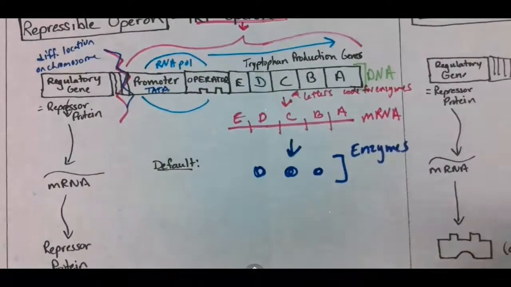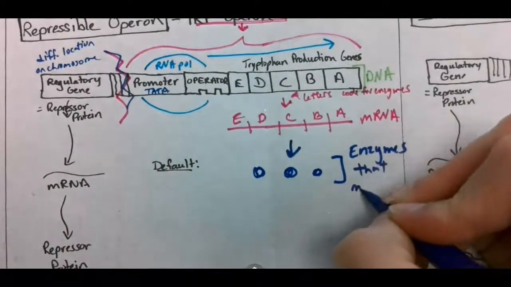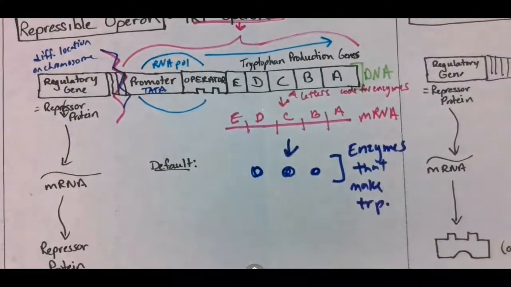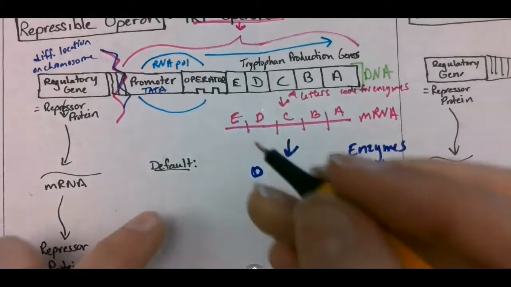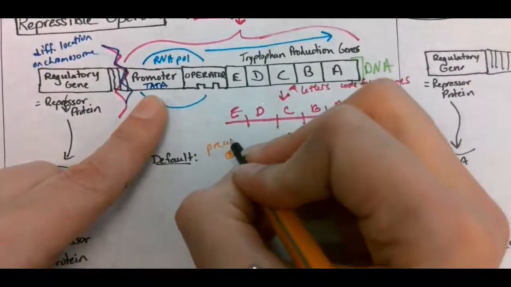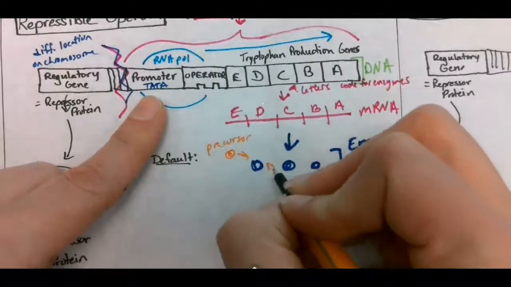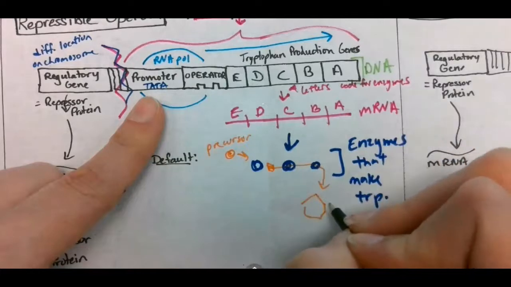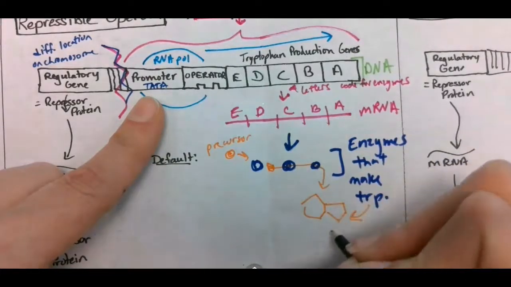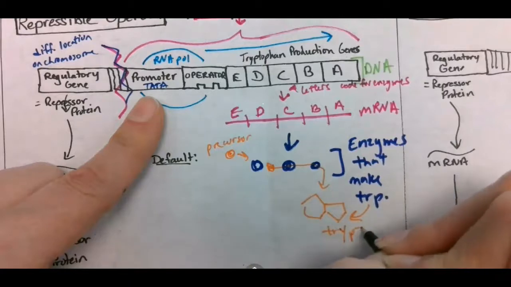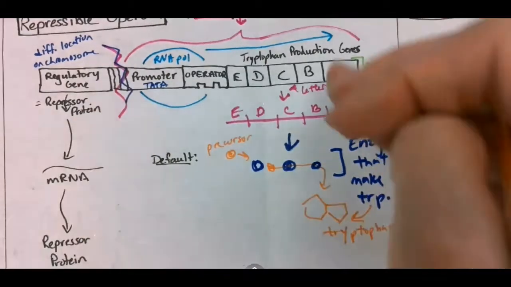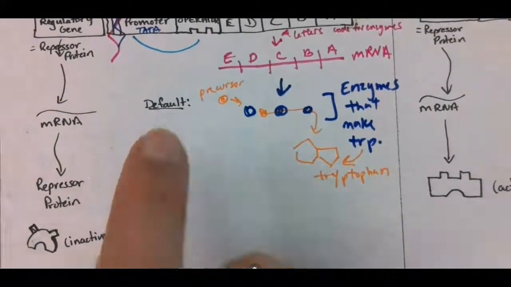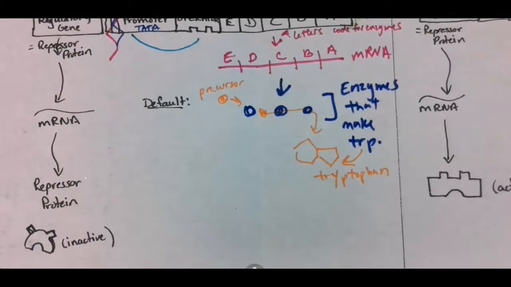These enzymes are enzymes that make tryptophan. Remember over here, right? Like the precursor molecule goes in, and then we have all these steps, and out comes the final product, which is the tryptophan. So this is the default. This is on. Okay? So in the default, the operon is on.